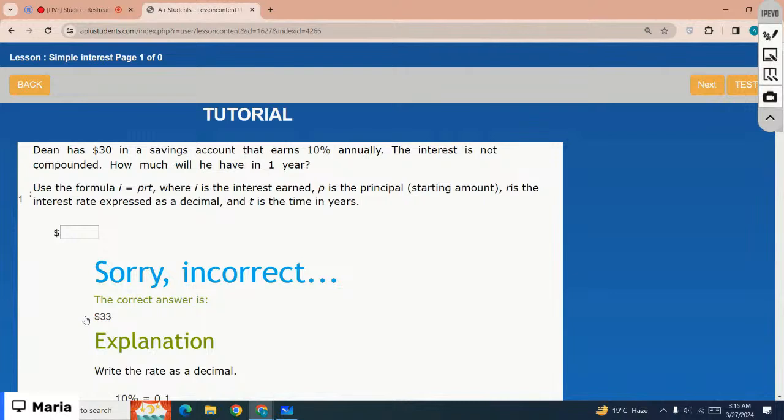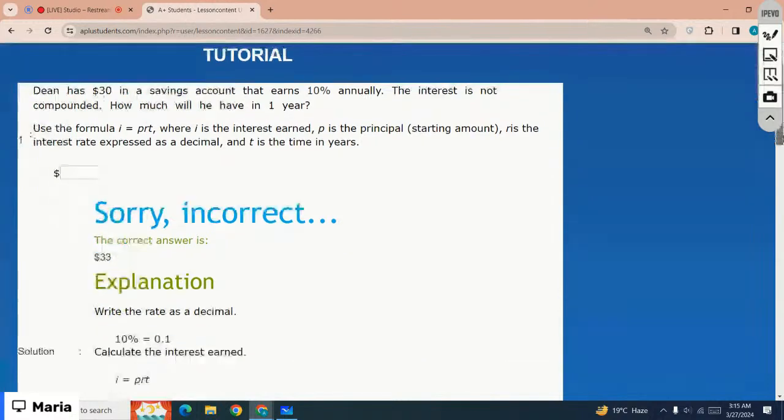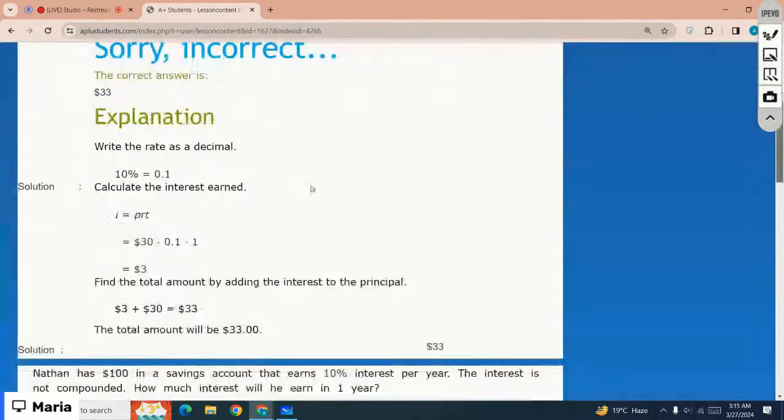So he has $30 in the saving account. He earns 10% interest, right? So you have to calculate the amount he has after 1 year. You have to use the formula I equals PRT. P is the principal amount, the amount already in the savings. Here in this example, that is $30 because he started his saving from $30, right? R is the interest rate, that is 10%. 10 divided by 100 is 0.1.